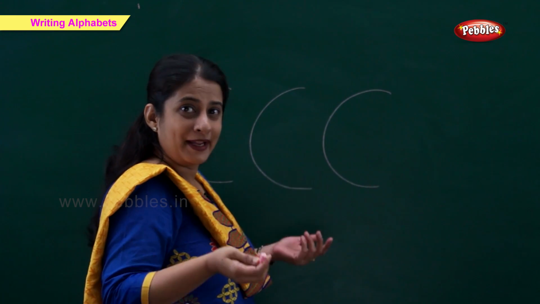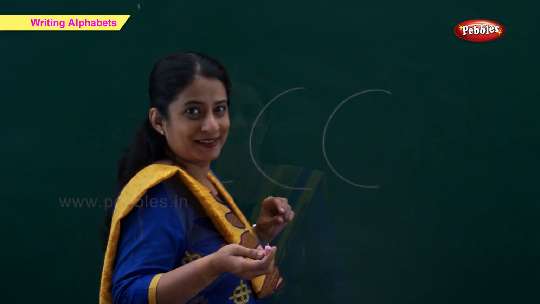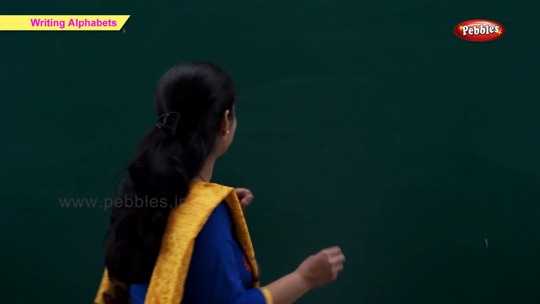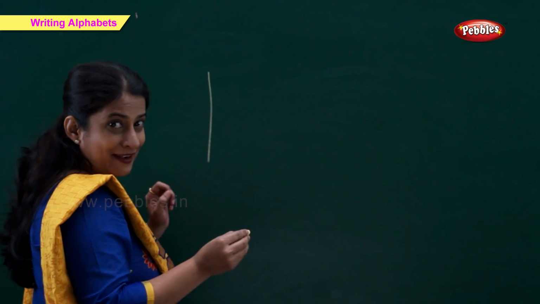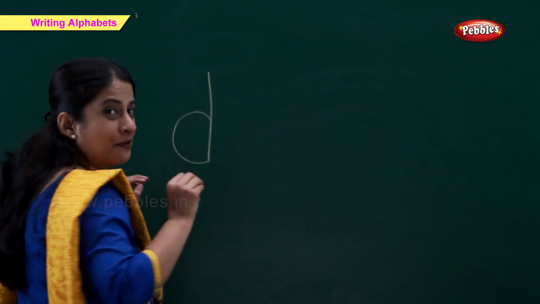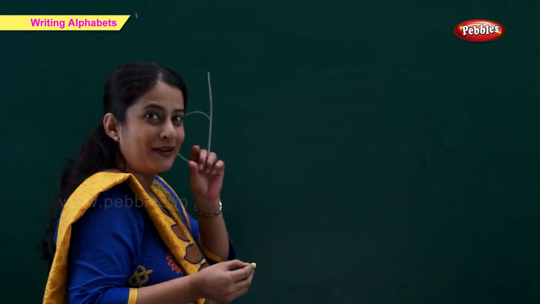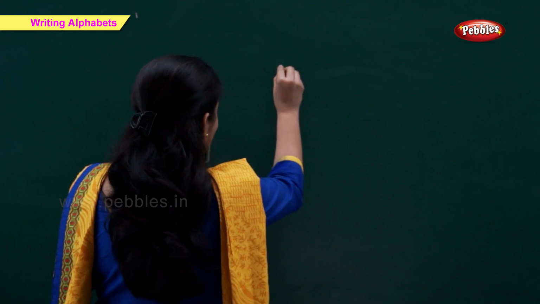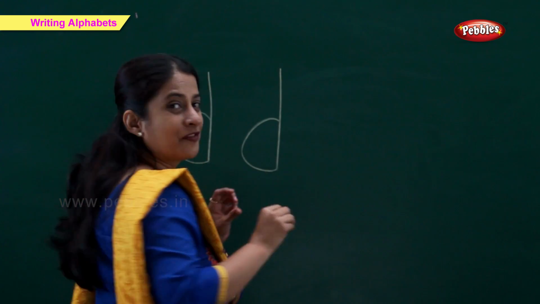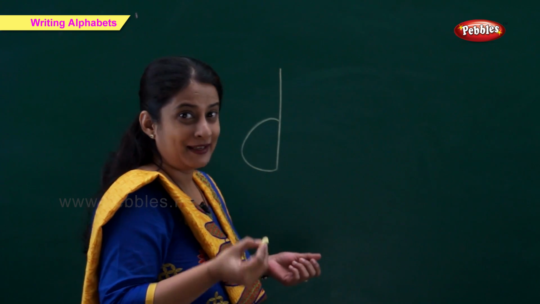Simple curve makes small c. Now let's write D. D for donkey. A standing line and a curve makes small d.